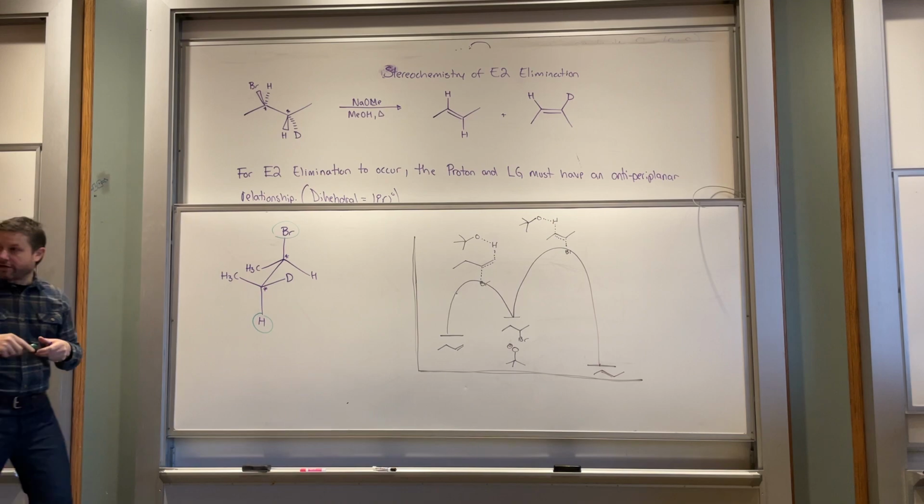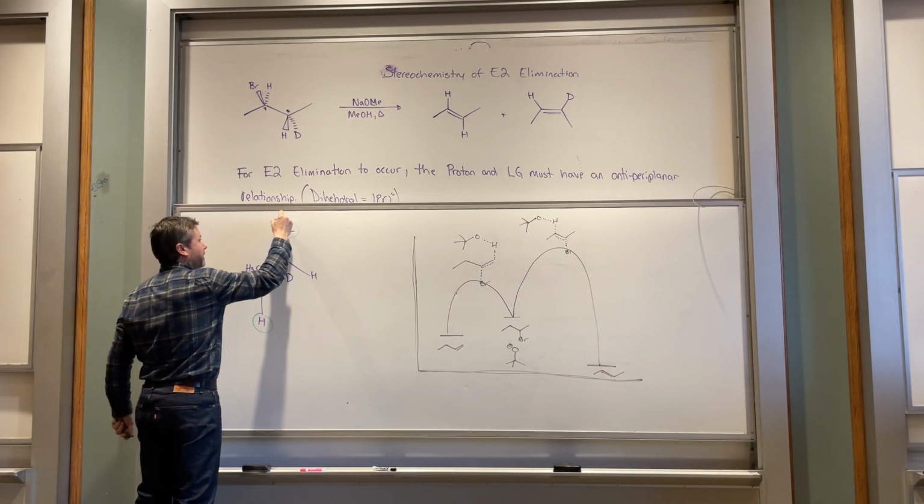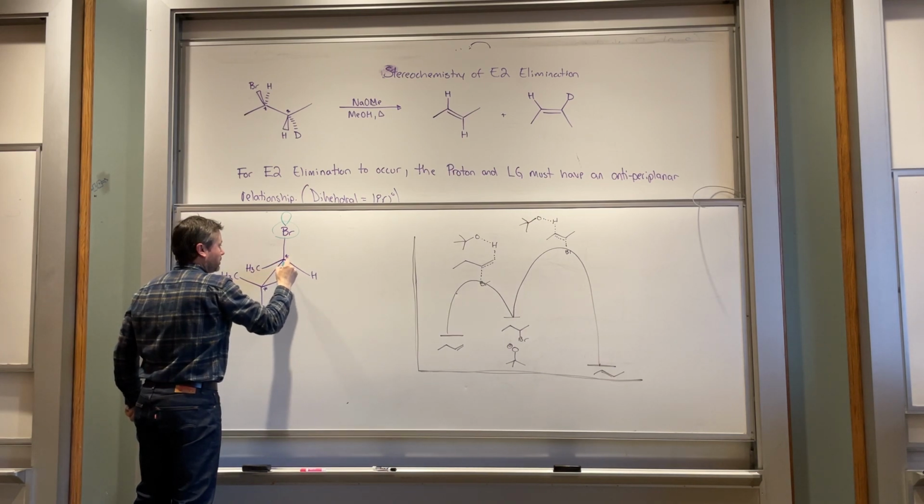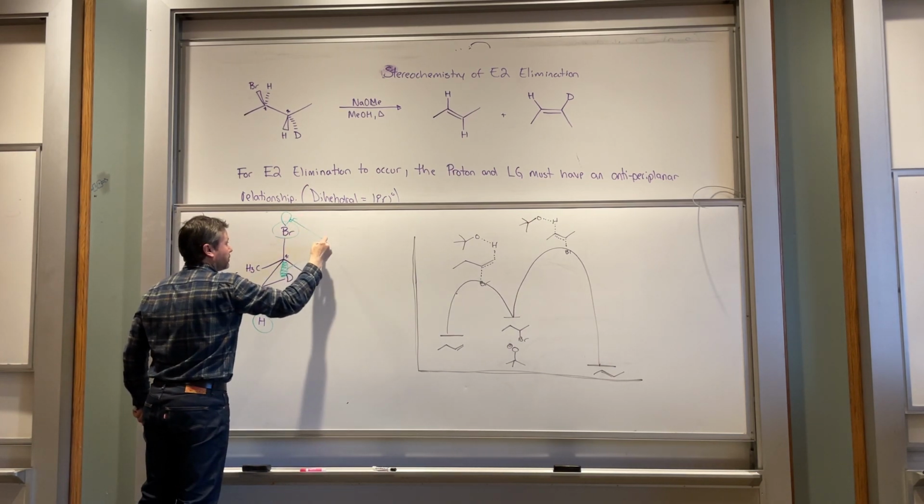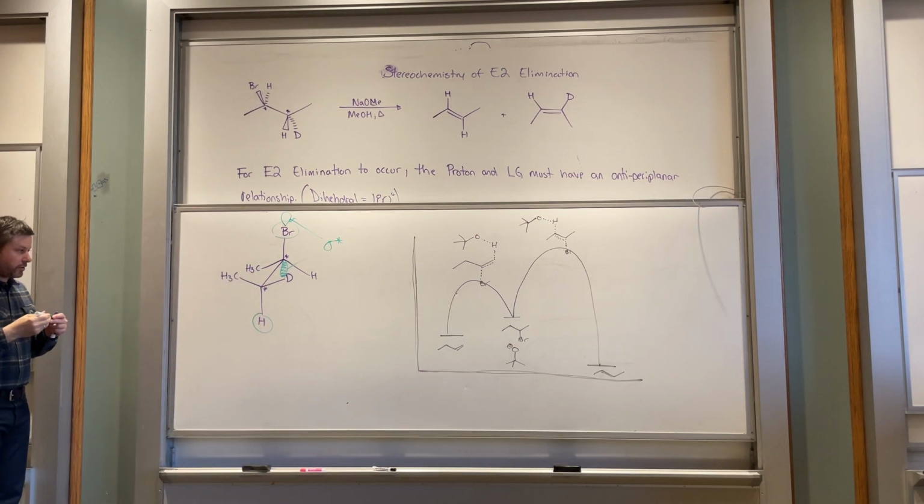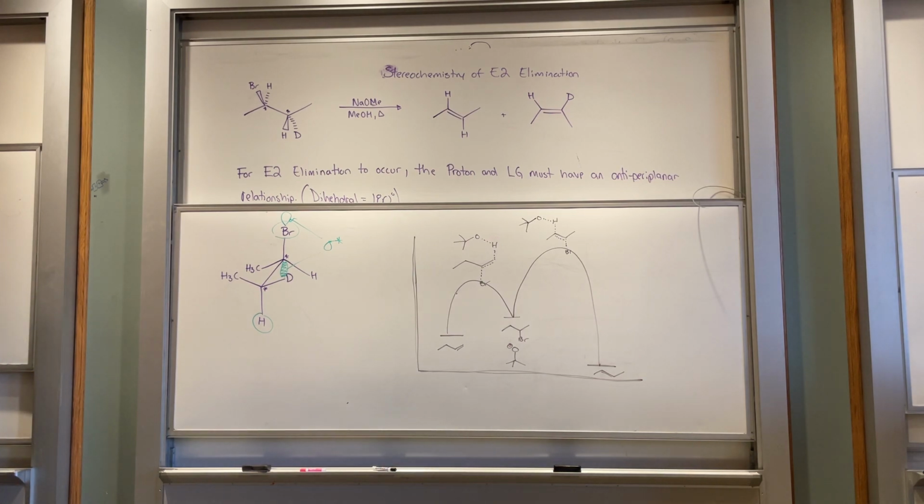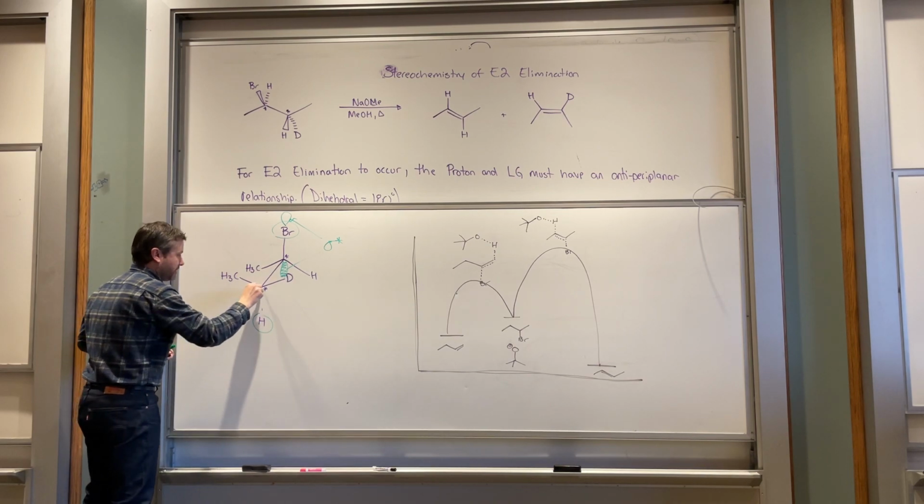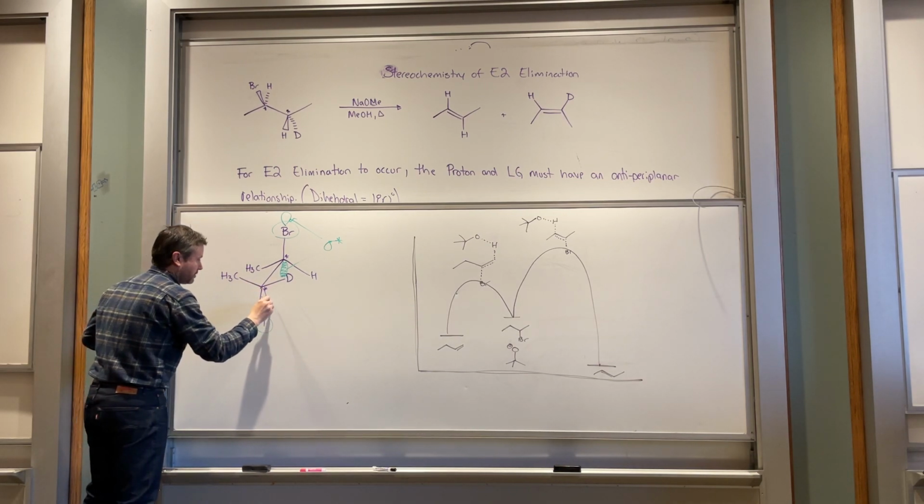Yeah, the antibonding orbital, the carbon-bromine antibonding orbital. So there's our sigma star, carbon-bromine sigma star orbital. And what set of electrons lines up perfectly with that sigma star orbital? The hydrogen bond. Great. Yeah, so this carbon-hydrogen sigma bonding orbital.